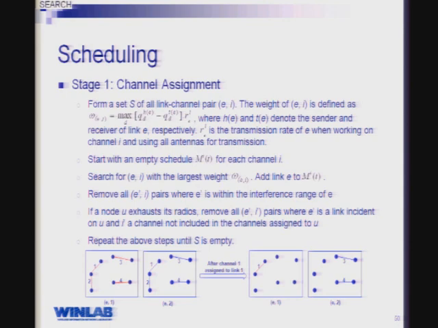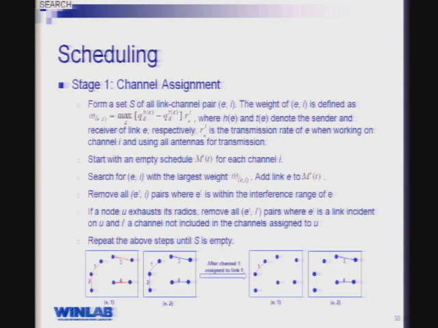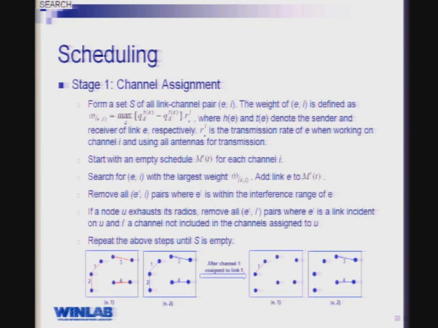So in this example, if we assume channel 1 has been assigned to link 1, then we have to remove these three, because these three interfere with link 1 and are on the same channel. So we just remove these three. And we also need to remove this one on channel 2, because this node has only one radio and it has been assigned channel 1. So we have to remove this because it has no more radios to receive more channels.